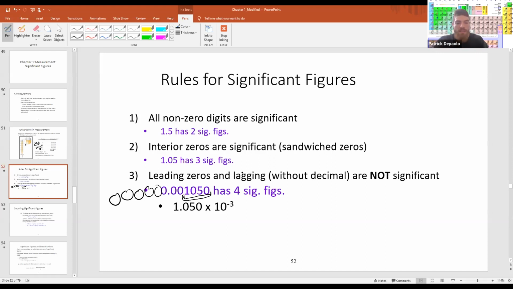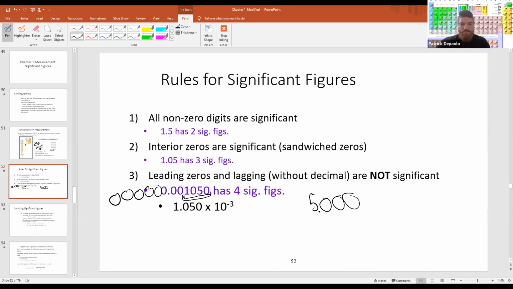So now let's look at lagging zeros. Let's say we just had the number 5,000, just 5,000. How many sig figs do you think 5,000 would have? A couple of you can write it in the chat. Okay, I see mostly 1, some 4, but the answer is 1.